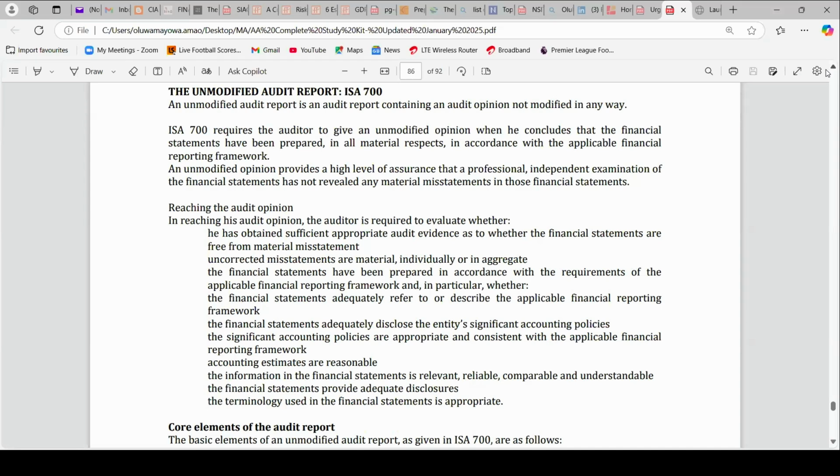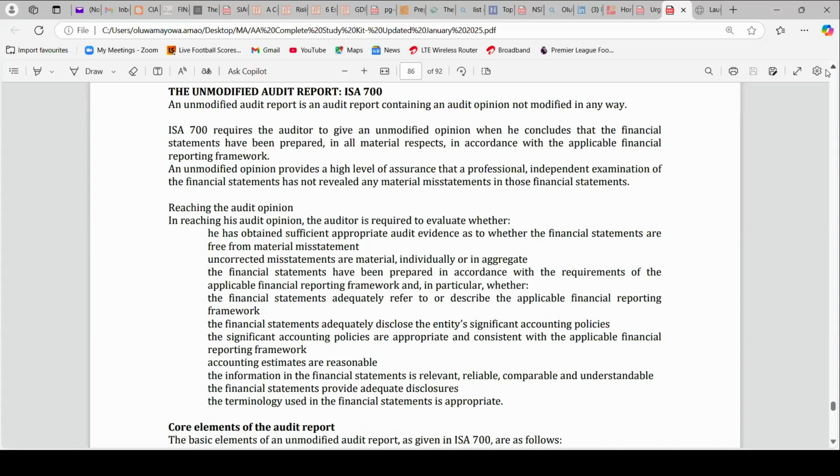You look at that: the financial statements refer to the applicable financial reporting framework. The accounting estimates, are they reasonable? The accounting policies applied, are they consistent and appropriate? Is the information in the financial statements relevant? So these are the things that the auditors will look at in forming an unmodified opinion.